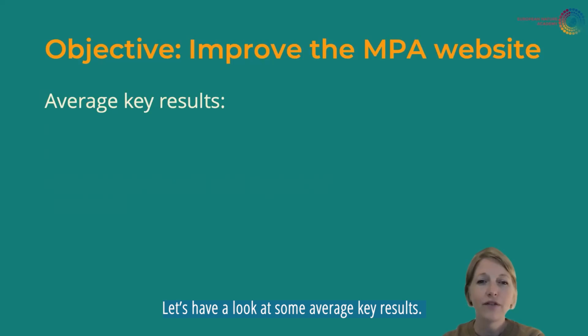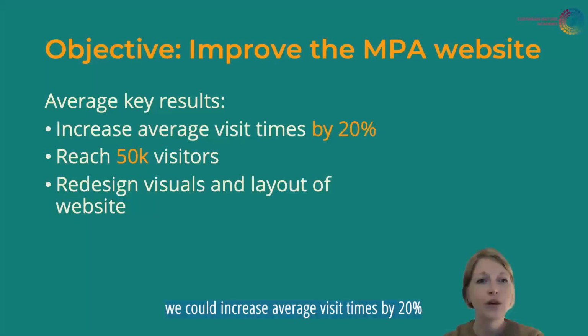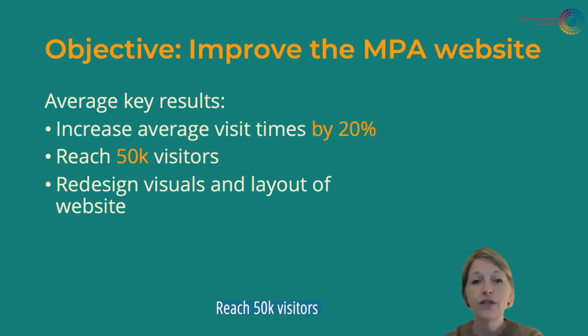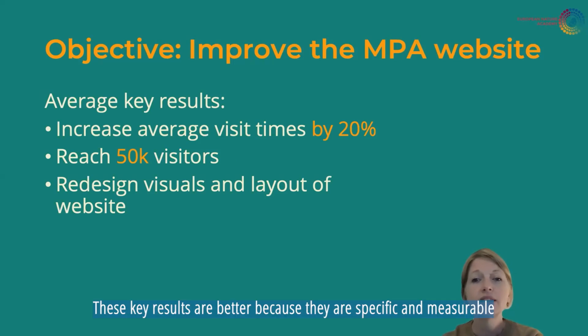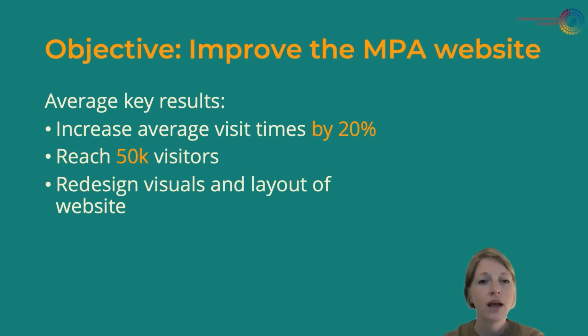Let's have a look at some average key results. We could increase average visit times by 20%, reach 50,000 visitors. These key results are better because they are specific and measurable. But we can do even better.